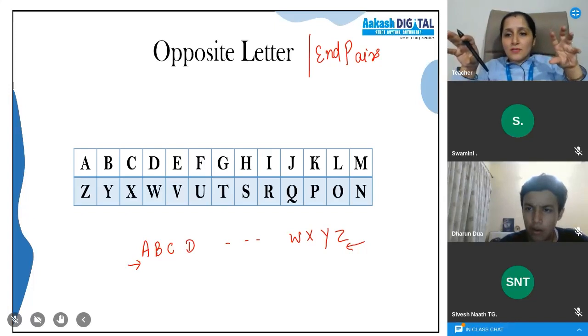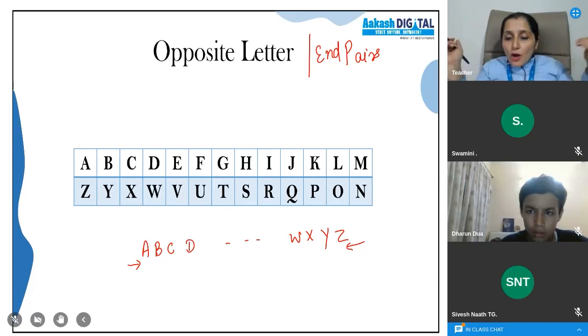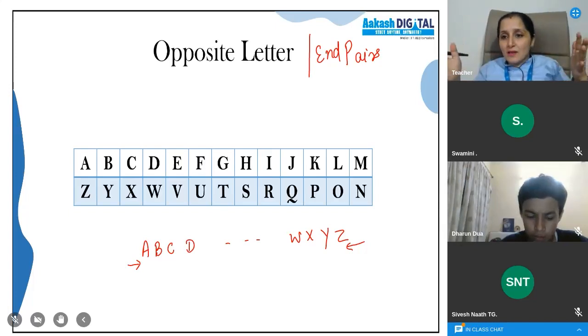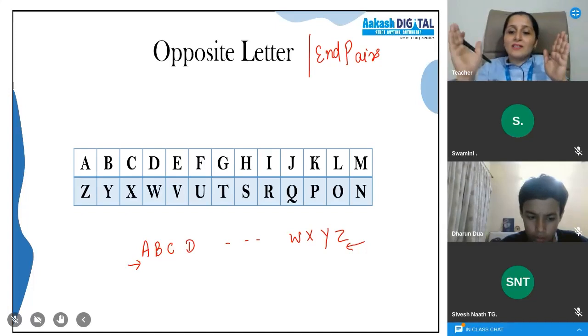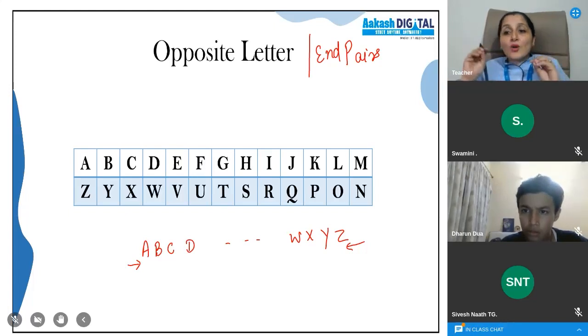A first, Z first, B second, Y second, C third, X third, D fourth, W fourth, from their extreme ends, their respective ends. A from starting, Z from end. B from starting, Y from end. C from starting, X from end. D from starting, W from end. Getting it? Yes. ठीक है? So they are called end pairs.